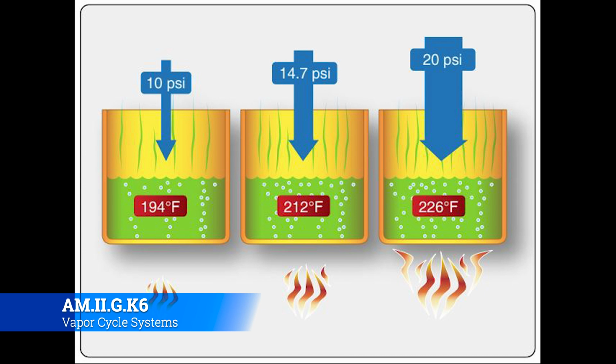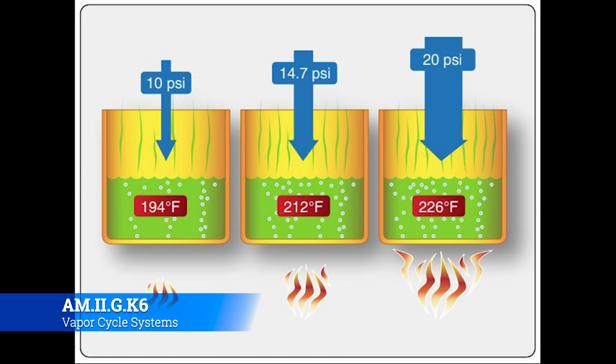For example, water boils at 212 degrees Fahrenheit at normal atmospheric pressure, and when pressure on a liquid is increased by 20 psi, it doesn't boil at 212 degrees. More energy is required to overcome the increase in pressure. It boils at approximately 226 degrees. The converse is also true. Water can also boil at a much lower temperature simply by reducing the pressure upon it. With only 10 psi of pressure upon the liquid, it boils at 194 degrees.